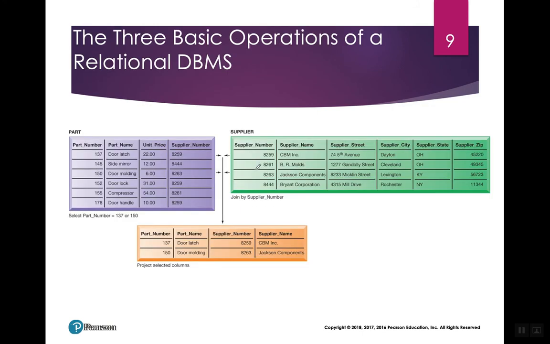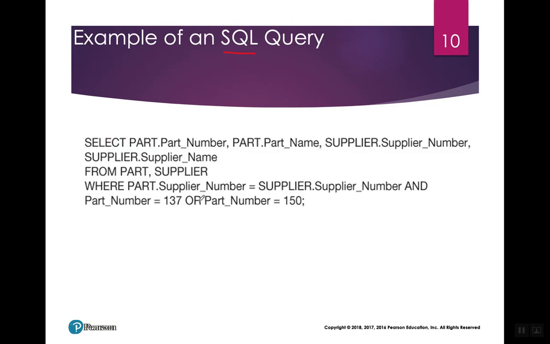If I have a supplier number here, so 8259 in the part table, it's a foreign key. The expectation is there is a matching 8259 in the supplier table. Or 8263. There's a matching entry in the other table. If there isn't one, so if I look here and I see 8259 and that got deleted out of here, the database is broken from a relational perspective.